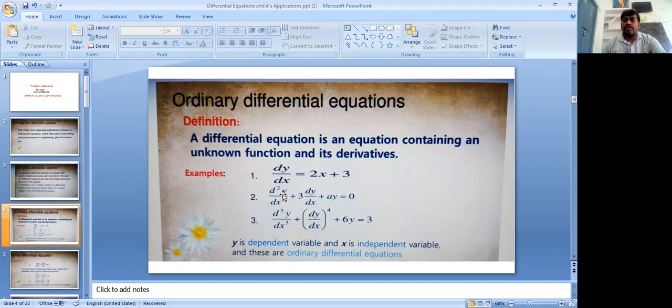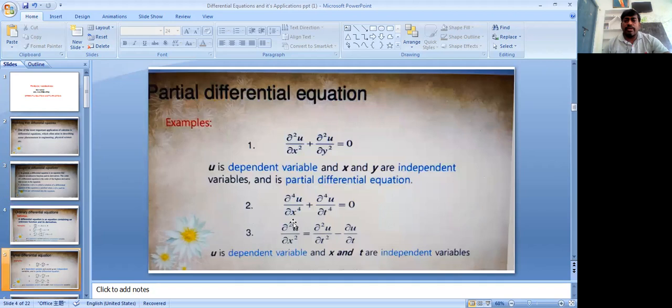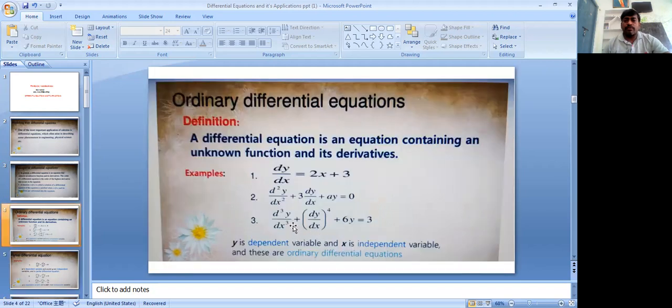Again, second example, d square y by dx square plus 3 dy by dx plus a y is equal to 0. Here, y and x, so total number of variables is two: one is dependent and the second one, x, is independent. And third example, d cube y by dx cube plus dy by dx whole power 4 plus 6y is equal to 3. Again, this is also a differential equation because the equation involves derivatives.